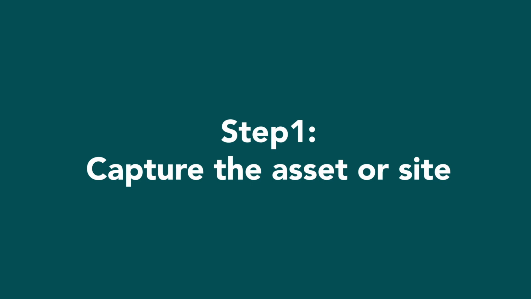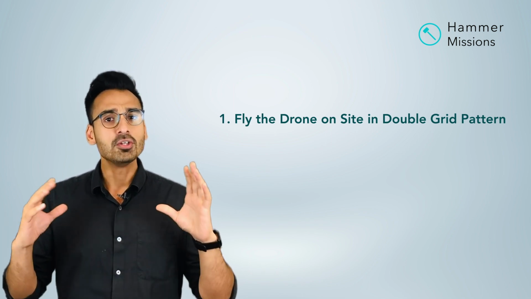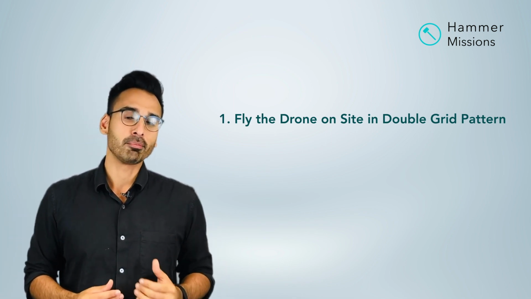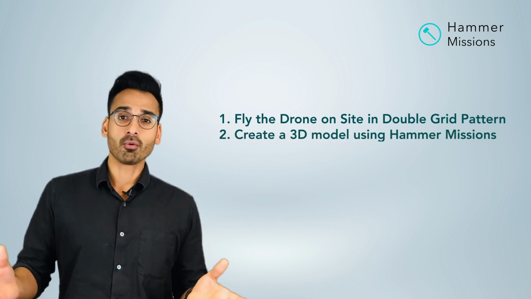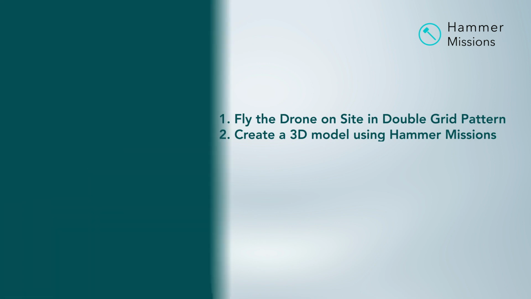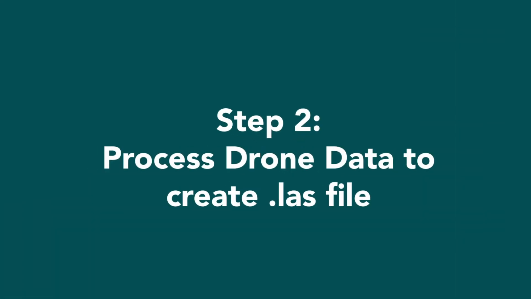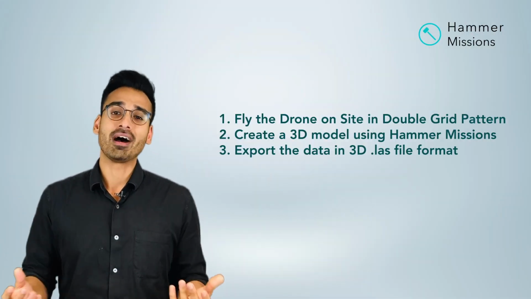The workflow would be as follows. You take your drone and fly it over a site in a structured manner. You typically fly a single grid or a double grid flight plan, and you create a 3D model from that flight plan. Once you have a 3D model, you can use software such as Hammer Missions to create a 3D OBJ or a 3D LAS file. Generally speaking, for scan-to-BIM, you would want to create a .LAS file, which is a format that comes from laser scanning.